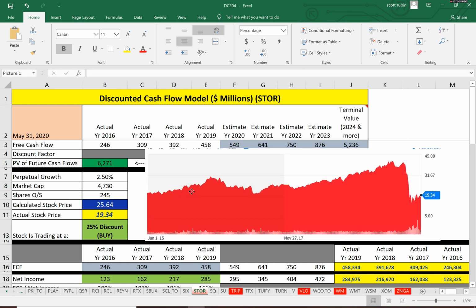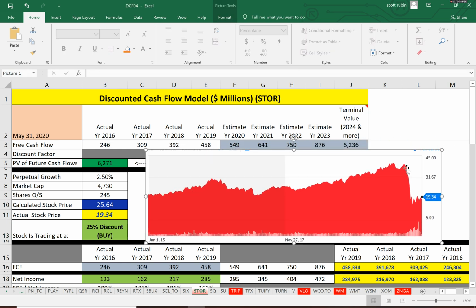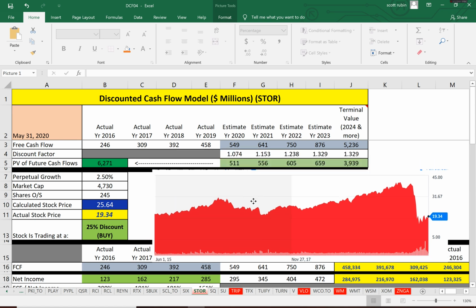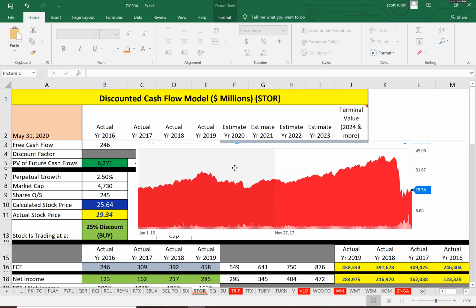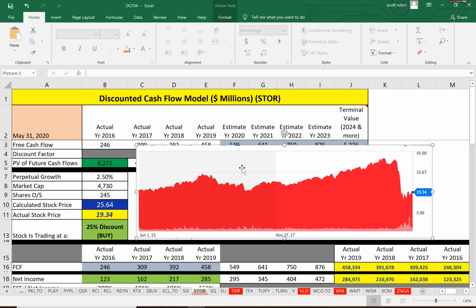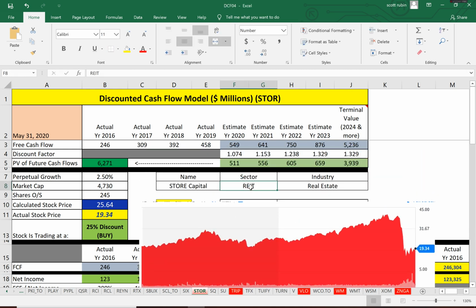You can see the stock price was trading a little above intrinsic value for a while. Now it's come back down. Originally, when I built this DCF model, I couldn't really value REITs too well. I did add a feature into the model to take into account when it's a REIT. That's why I put REIT here, so it looks into this cell. If it says REIT, then it does something a little different in the calculation.